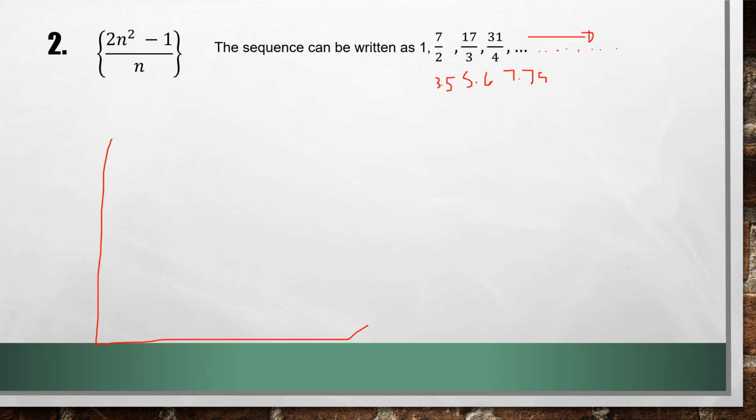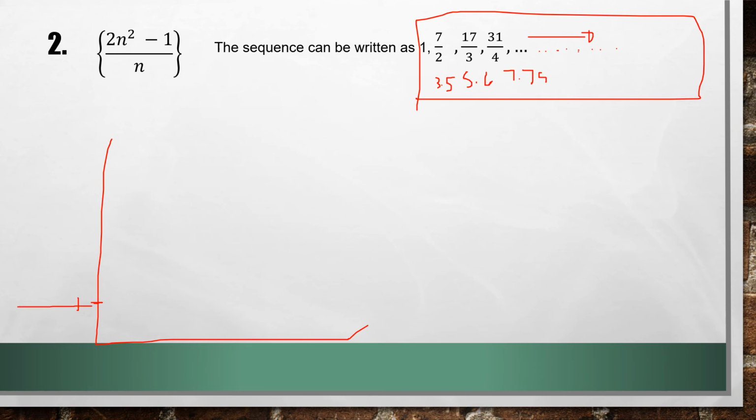Monotonically increasing. Therefore, with the first four sequence terms and the fact that the sequence is monotonically increasing, if we graph it, it is clear that 1 is the lower bound. If we graph it, it will somehow look like this. So the lower bound is 1.